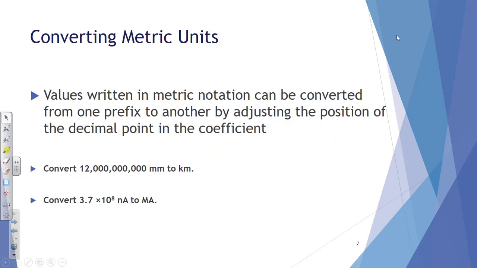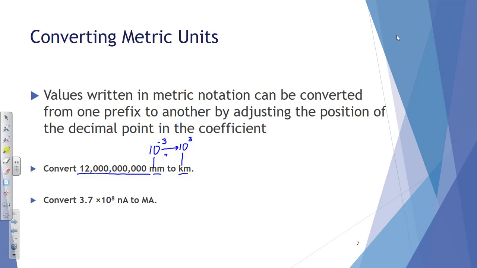Okay, our last goal here is to be able to switch between metric prefixes. There's, again, a lot of different ways to do this. Here's one way to do that. We want to change 12 billion millimeters to kilometers. So let's look at where we're at and where we're going. Milli, that's 10 to the negative 3rd. Kilo, that's 10 to the positive 3rd. So we know that we are changing our power of 10 from negative 3 to positive 3.